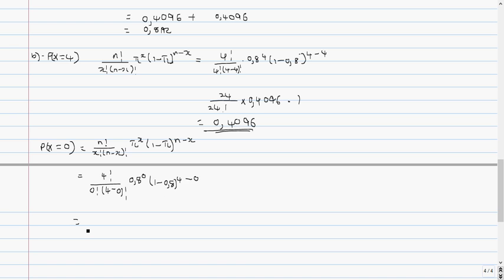So we're going to put that into our calculator. 4 factorial is going to give us 24 over 0 factorial, that's 1, and then this one is 24 again. 0.8 to the power 0, that's 1, and then 0.2 to the power of 4. That's going to give us 24 times 0.0016.